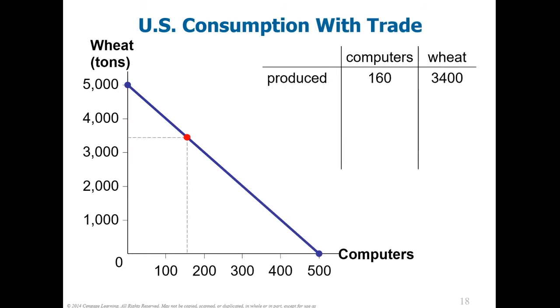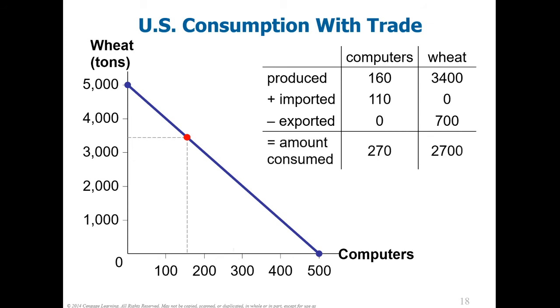So let's make a quick chart. We have produced 160 computers, 3,400 tons of wheat. We're going to import 110 computers. Okay, we're not importing any wheat. We're exporting those 700 tons of wheat, which is going to give us 270 computers and 2,700 tons of wheat.